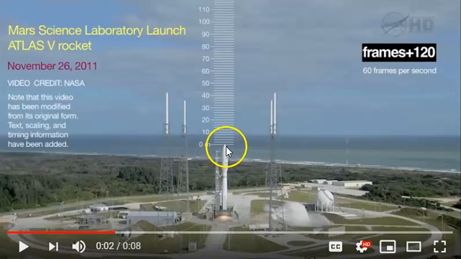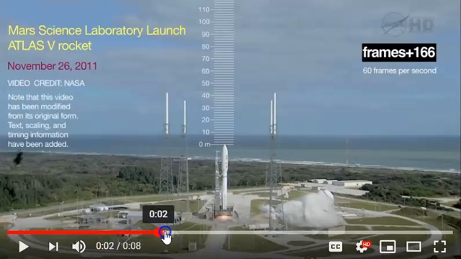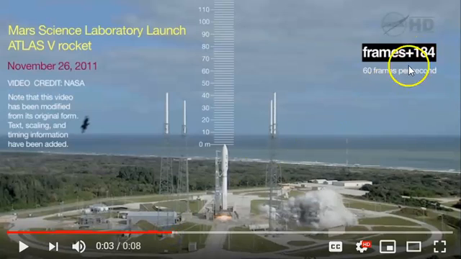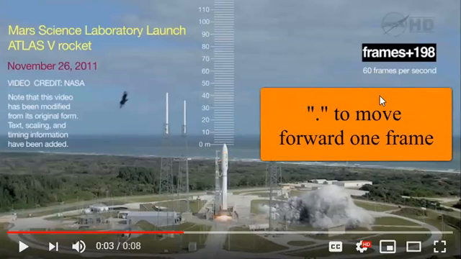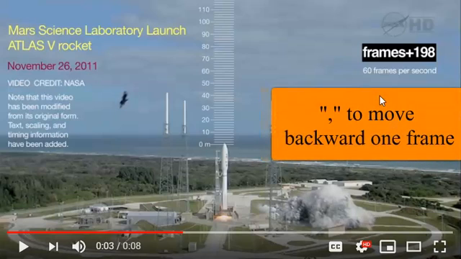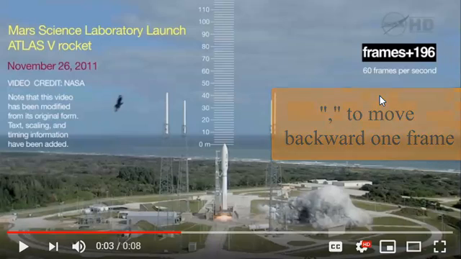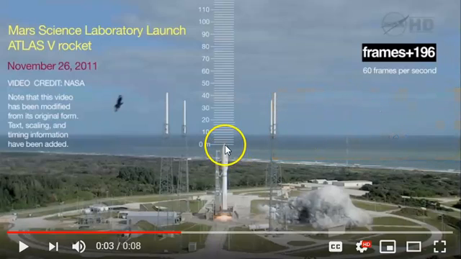We can also pay attention to the tip of the rocket, and currently it's sitting at the 0 meters mark. But if I advance the film to get to about 196 frames, this is the point at which the rocket just barely begins to move. Now I'll advance the film forward one frame, and I get 200 frames. If I hit the comma, I go backwards. So I'm going to go back to the split second that rocket starts to move off of the 0. And I'm going to say it's frame 196.